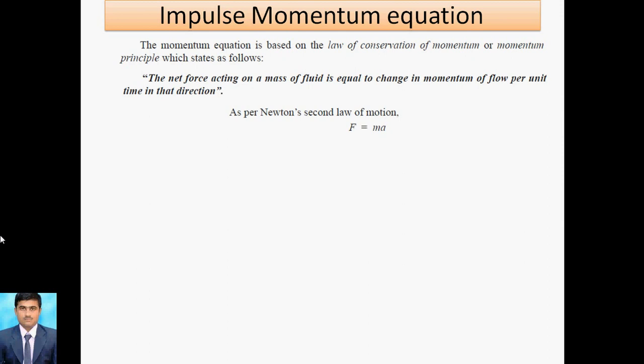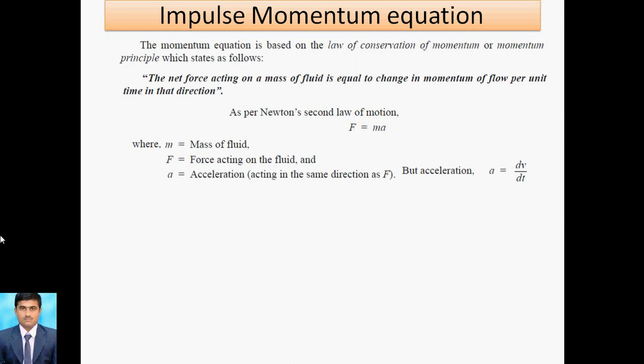That means F is equal to ma. m is mass, a means acceleration, and F is force. Now you know that acceleration means change in velocity with respect to time, that is nothing but acceleration. So I can write small a, that is acceleration. Instead of this small a, you can write dv by dt. After that we can put the value over here, so m dv by dt, and m is inside the bracket.